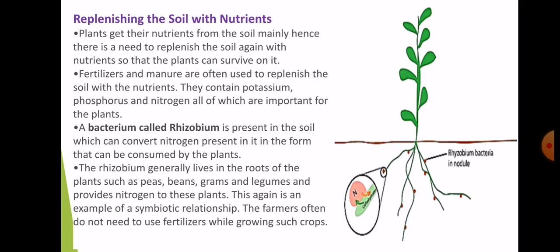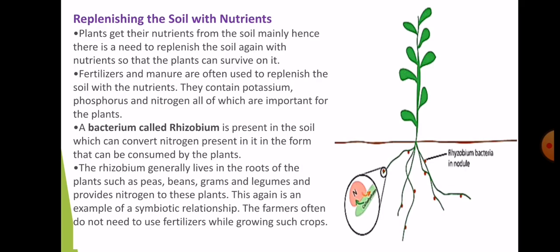Okay, now if we grow crops and plants on the same soil again and again, what will happen? There will be a deficiency of nutrients in that soil, so we have to replenish it with nutrients. In that condition, we provide some manure and fertilizer so that the plants get nutrients like potassium, phosphorus and nitrogen. These nutrients help the plants to grow well.